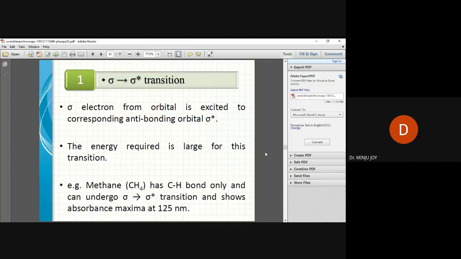First comes sigma to sigma star transition. As I told, the energy required for this transition, from sigma orbital to antibonding sigma orbital, is larger. A sigma electron from the orbital is excited to its corresponding antibonding molecular orbital, sigma star, after absorbing the electromagnetic radiation. Examples are saturated compounds. For example, methane has only C-H bonds, and that can undergo sigma to sigma star. That's a single bond. And the absorbance maximum will be 125 nanometers.